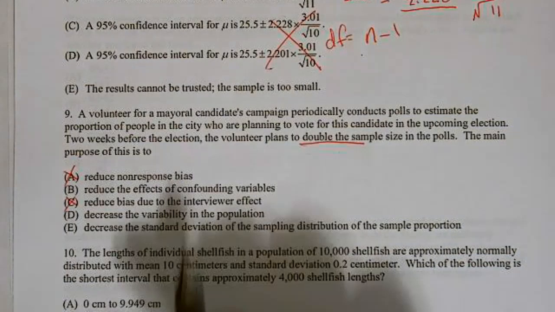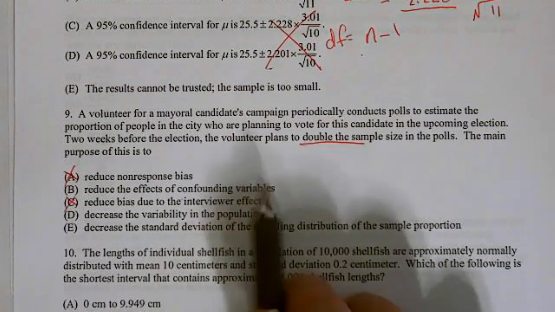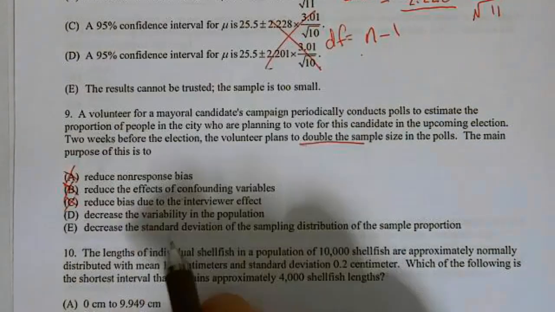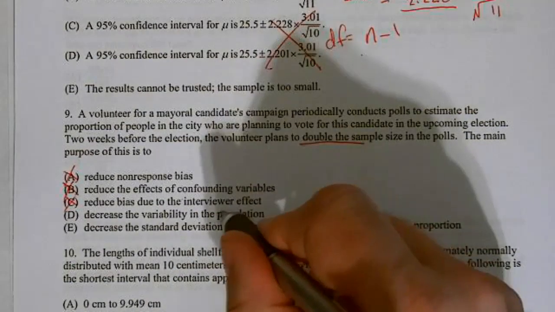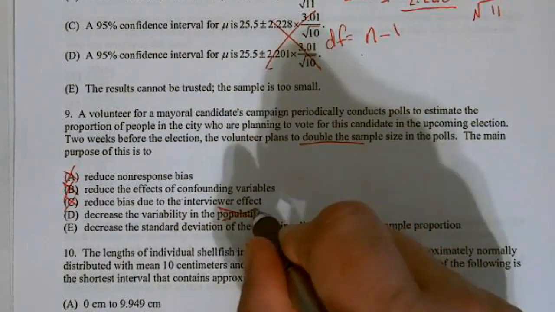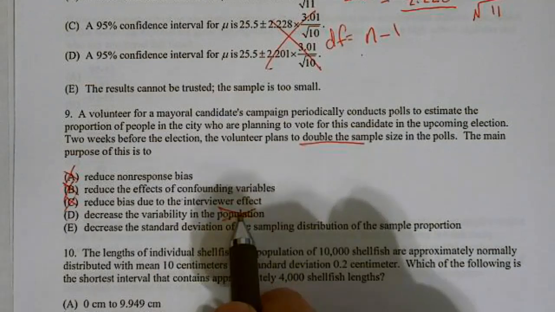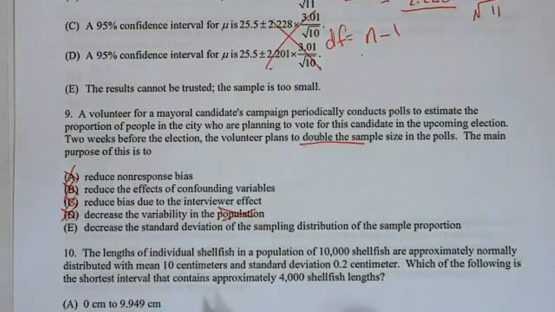All right. Reduce the effects of confounding variables. That really has no effect on that. Increasing sample size doesn't reduce that effect. Decrease the variability of the population. The population's variability is what it is. Because that has the word population, we can't mark that. If it had decreased the variability in the sample, yes, it would, but not in the population. We can't affect the population. It is what it is. We can only impact our sample.